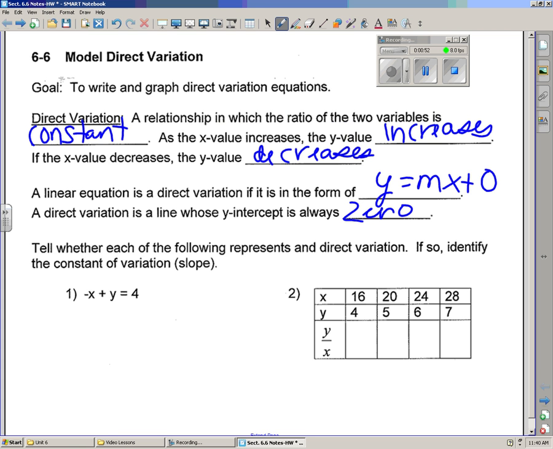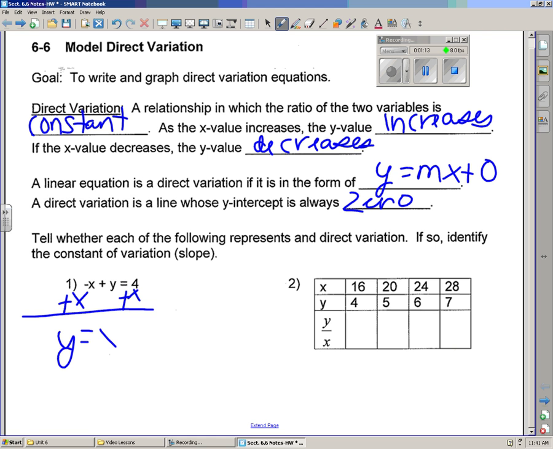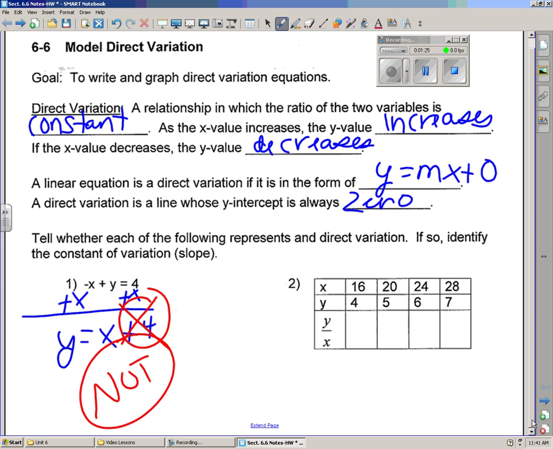Okay? So if you take a look at the first equation, to tell whether it represents a direct variation, you want to get it into y equals mx. If we can get it as a direct variation, we can identify the constant of variation, or the slope. If you add x to both sides, this equation becomes y equals x plus 4. Well, the fact that we have a y-intercept that's not 0 means this is not going to be a direct variation. All direct variations have y-intercepts of 0.